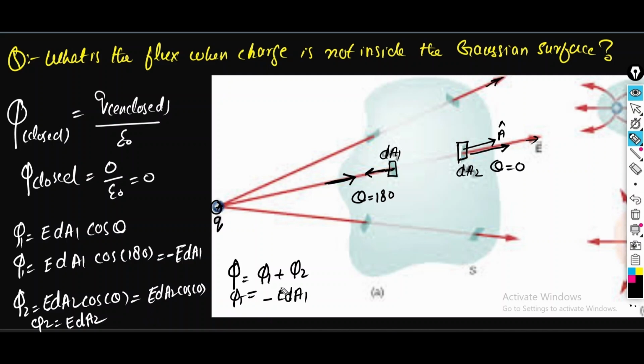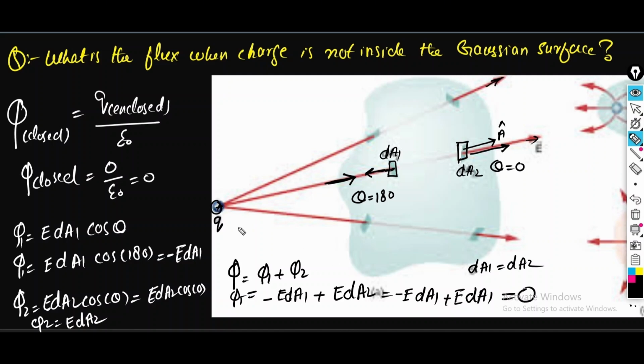dA1, and plus the value of phi 2, which is plus E dA2. Here this area A1 is equal to this area A2, both areas are the same, so dA1 is equal to dA2. Here this becomes minus E dA1 plus E dA1, because instead of dA2 I put dA1. So this is minus dA1 and this is plus dA1, and this is equal to 0.